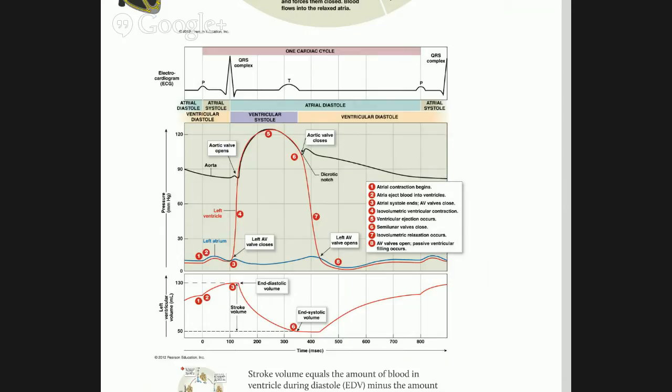We'll walk through different points happening here. The red line represents the pressure in the left ventricle. The blue line represents the pressure in the left atrium. And the black line represents the pressure in the aorta. And really what's driving the movement of blood through the heart is just pressure differentials. Anytime pressure is high, the blood is going to move to where the pressure is low. And the difference can be just a couple of millimeters of mercury worth of pressure.